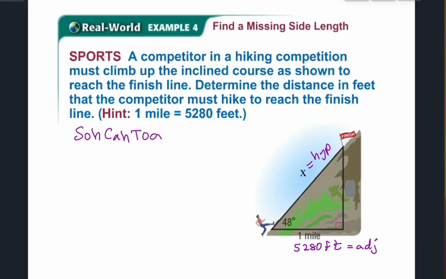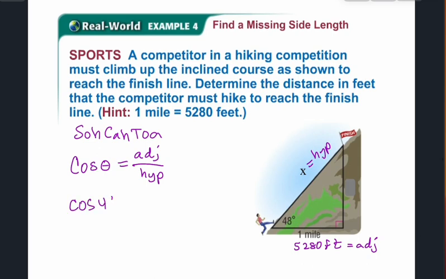The cosine, right? Let's write that formula down. We know that the cosine of theta is adjacent over hypotenuse. And let's fill in the blanks. We know that the cosine of 48 degrees is adjacent over hypotenuse. And you might recall yesterday we had a problem that ended up being similar to this.